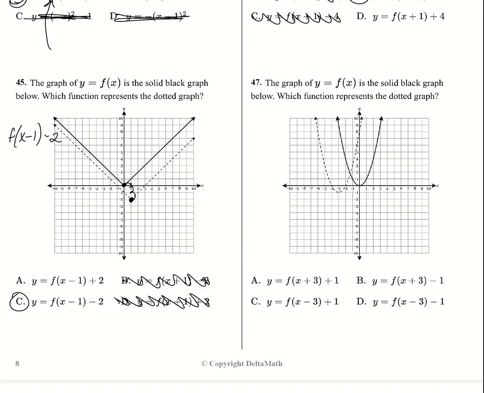Okay, last one. So here, I'm going to choose the vertex on both, and I'm going to move 1, 2, 3 to the left. Because I'm moving to the left, it would be f of x plus 3. And then I'm moving down 1, so it would be minus 1. So B is the best answer. Again, this says I move down 1. This says I move left 3.